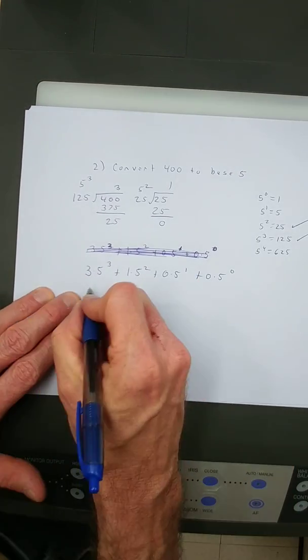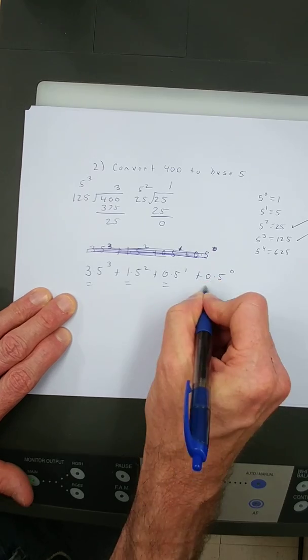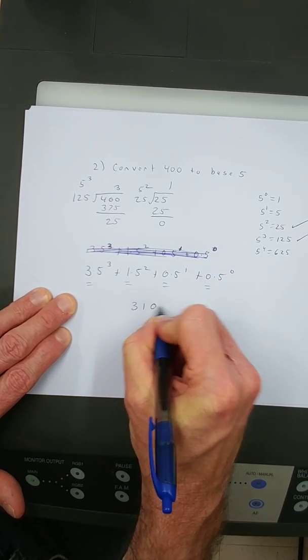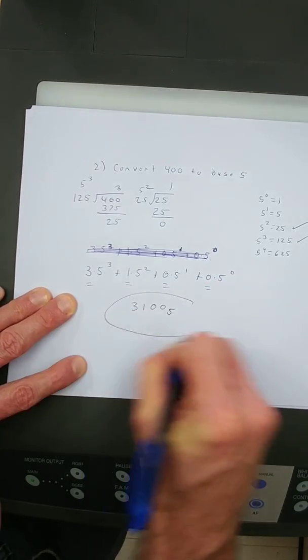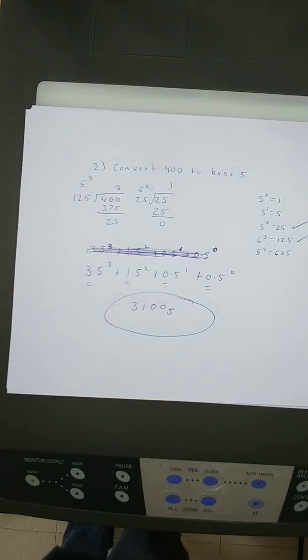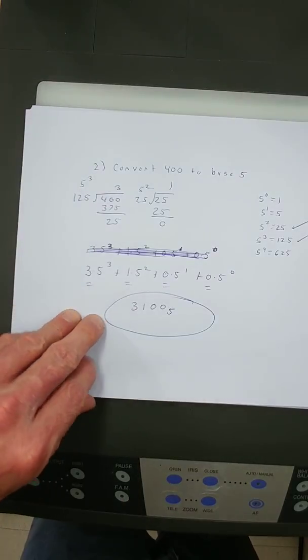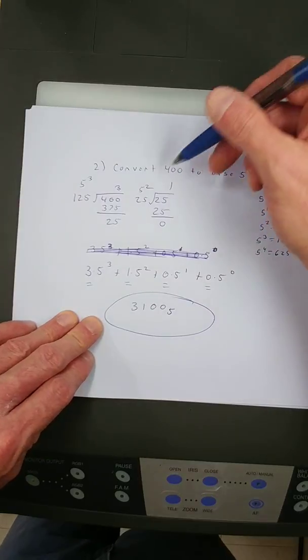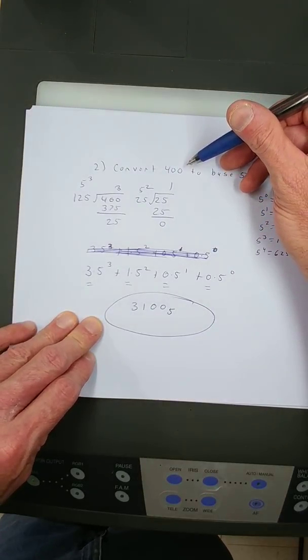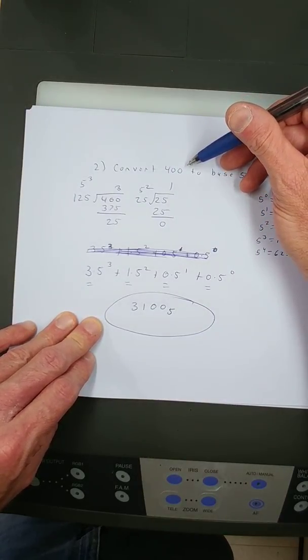And of course, if we extract the coefficients out, we get 3, 1, 0, 0 base 5, which is our base 5 number. So that's taking a base 10 to non-base 10.